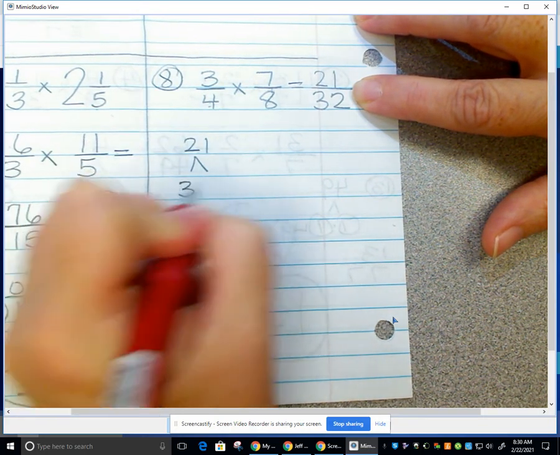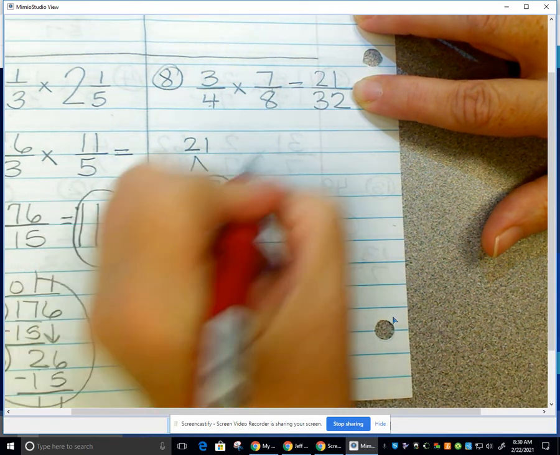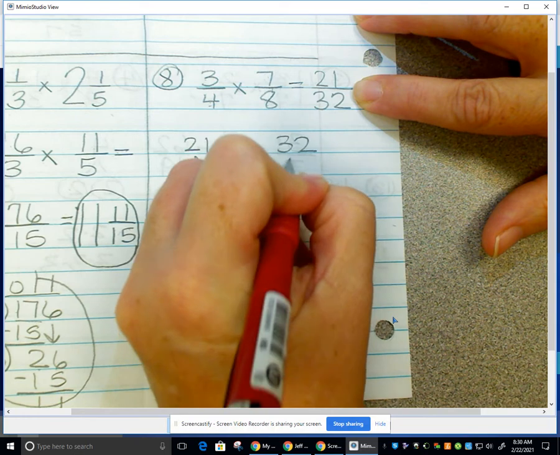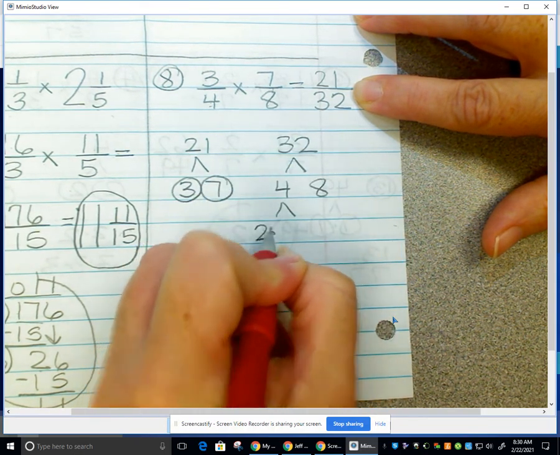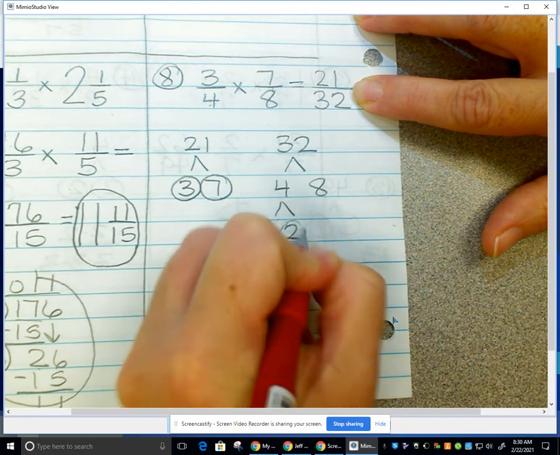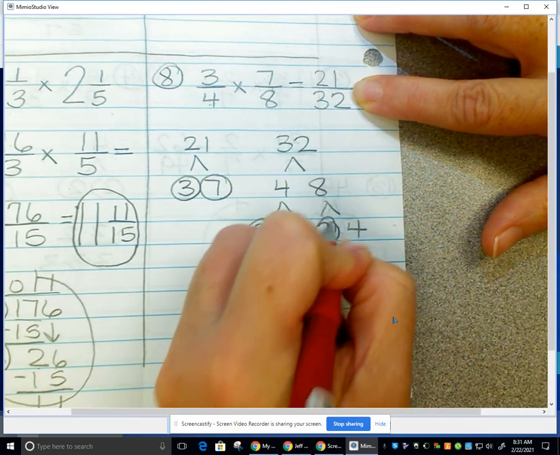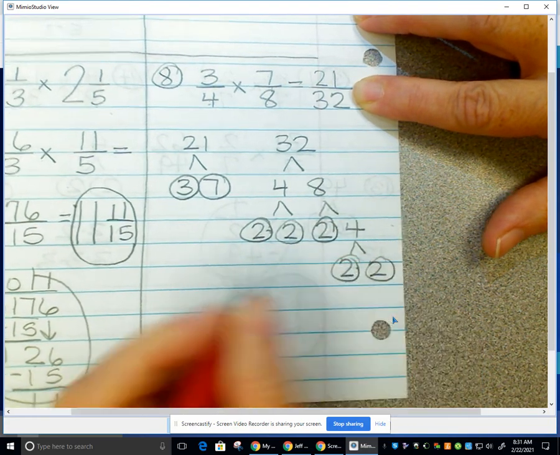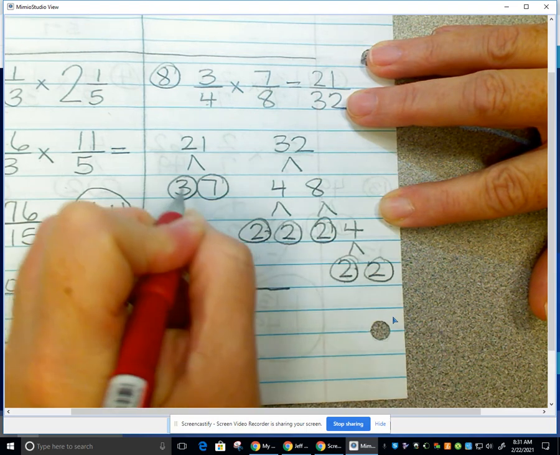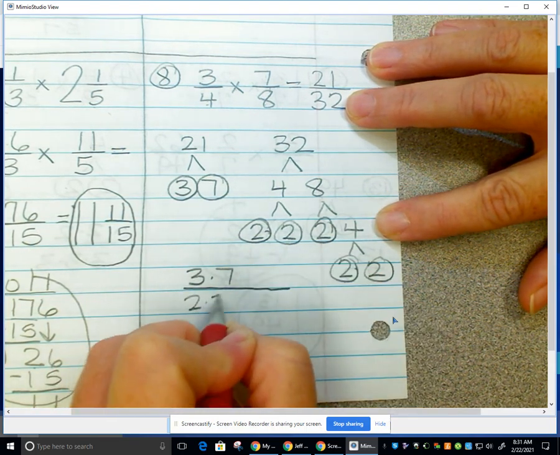21 is 3 and 7, prime, prime. 32, 4 and 8. 4 is 2 times 2, prime, prime. 8 is 2 times 4, 2's prime, then do 4. 2 times 2, prime, prime. I'll draw my line. 3 times 7 on top. Doesn't look like I'm going to have any matches. And 5 2's.